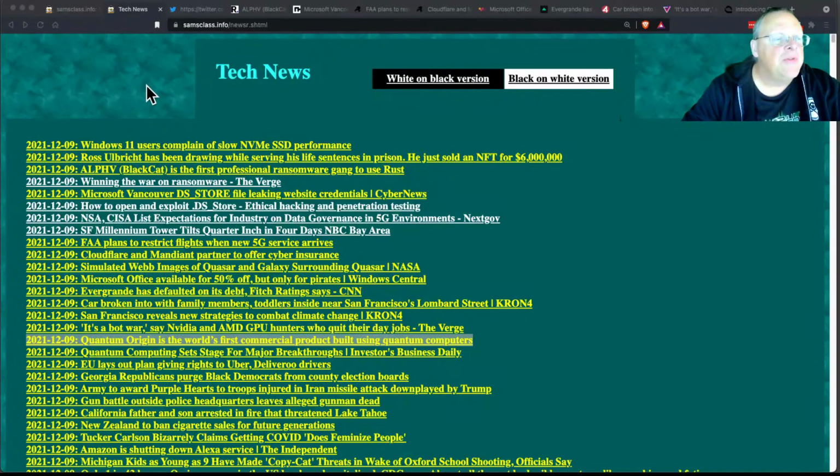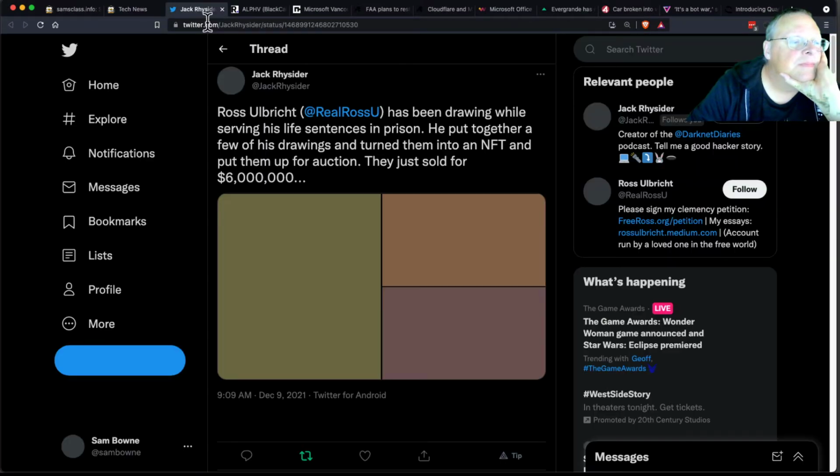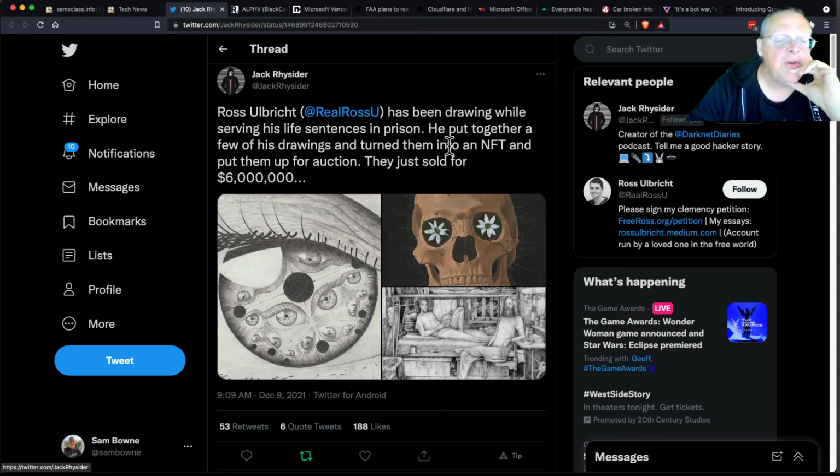All right, here's a few news articles. Ross Ulbricht was the Dread Pirate Roberts at Silk Road or Silk Road 2, one of the illegal marketplaces that sold illegal things for Bitcoin. And he got caught about 10 blocks from where I'm sitting right now in San Francisco at the public library and given a life sentence.